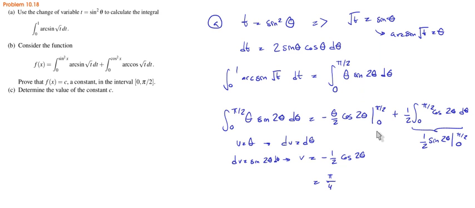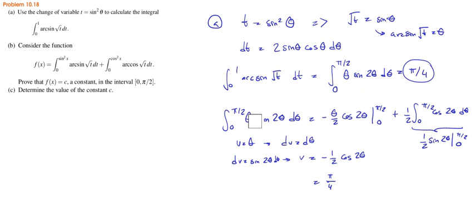Okay, and then when theta is 0, this is 0, and then you have plus 1/4 of this integral, this is the sine of 2 pi, the sine of pi is 0, the sine of 0 is 0, so this is pi over 4. Okay, so this integral is pi over 4.